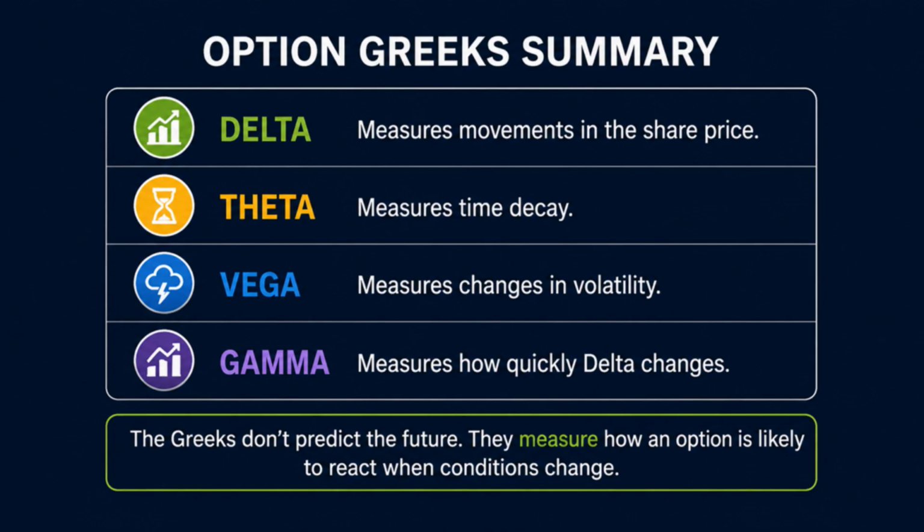Let's quickly recap. Delta measures share price movement. Theta measures time decay. Vega measures changes in volatility. Gamma measures changes in delta. You don't need complicated formulas to understand the Greeks. Simply knowing what each one measures will help you better understand how options behave and make you a more informed investor.